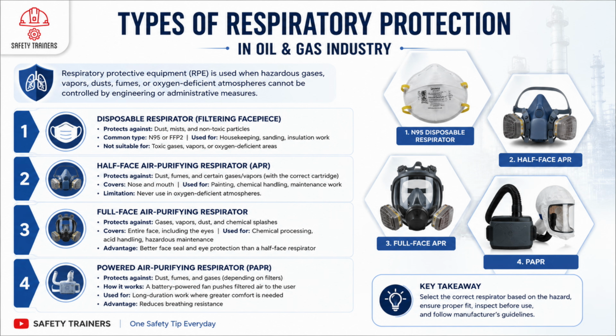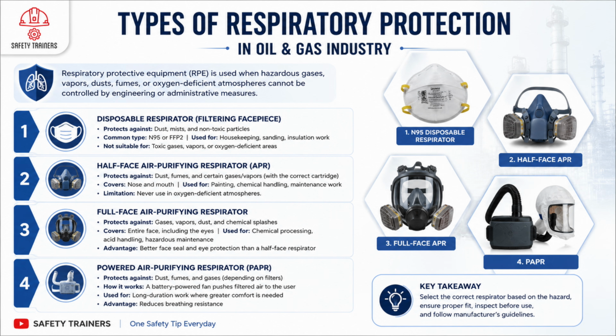Let's see what respiratory protection is. A respiratory protection is equipment designed to protect our lungs from harmful airborne contaminants. However, remember one important principle. A respirator should only be used after engineering controls and administrative controls have been considered. Examples include ventilation systems, isolation of hazardous areas, and safe work procedures. When these controls cannot eliminate the hazard, we can use respiratory protection. Let's discuss the respirators in detail.